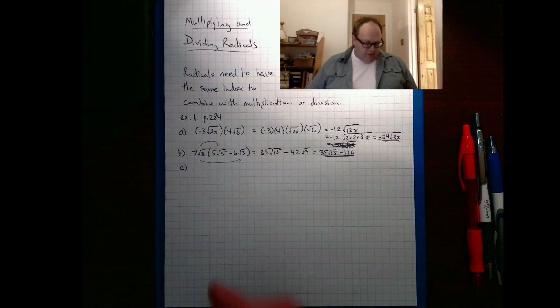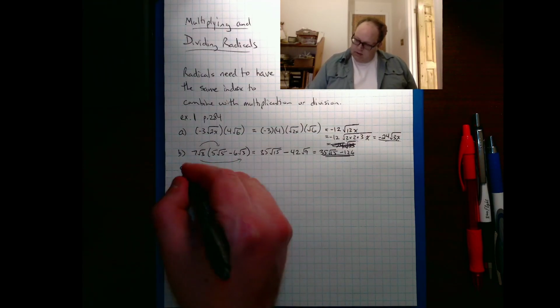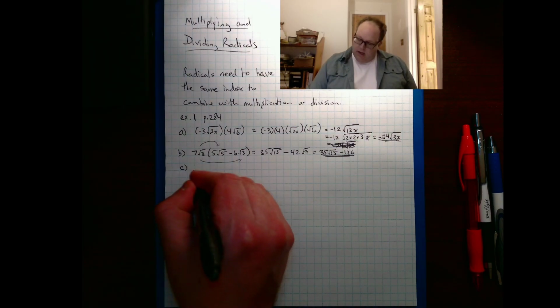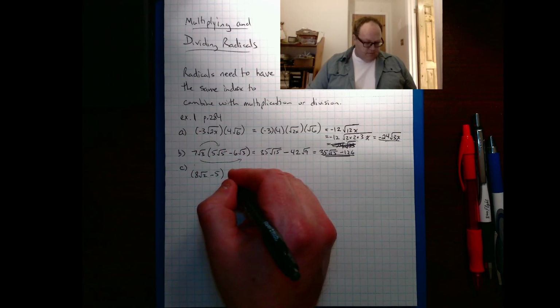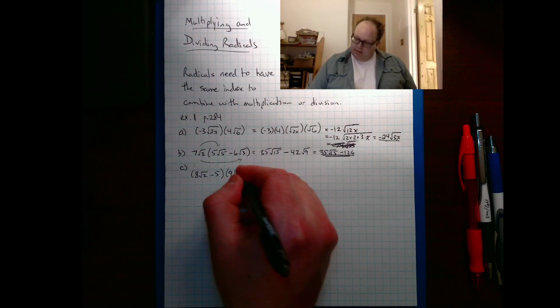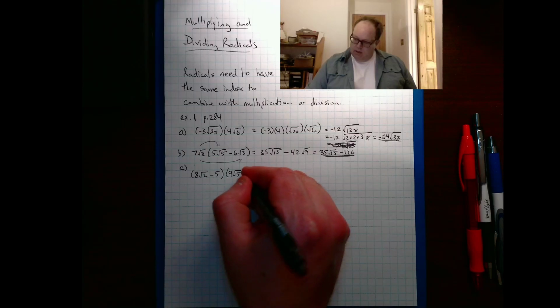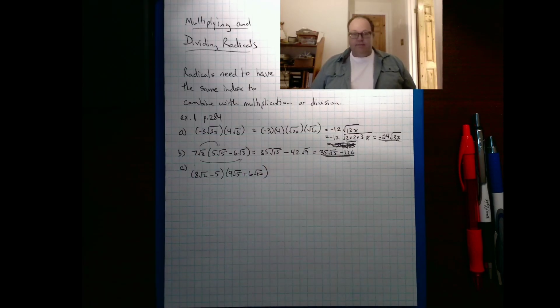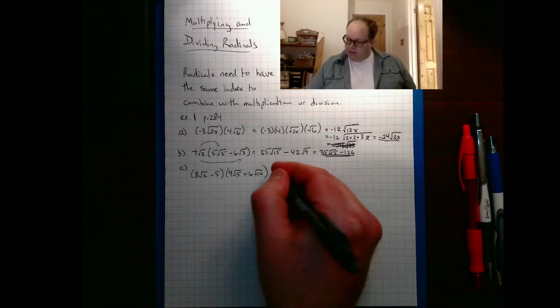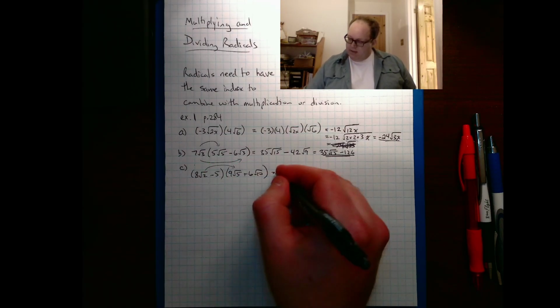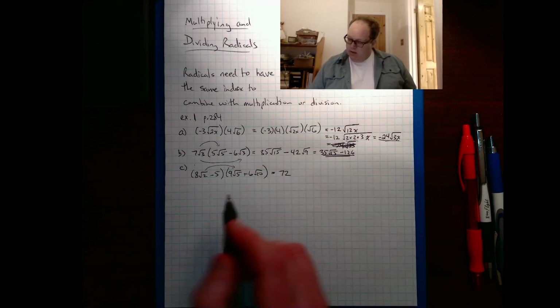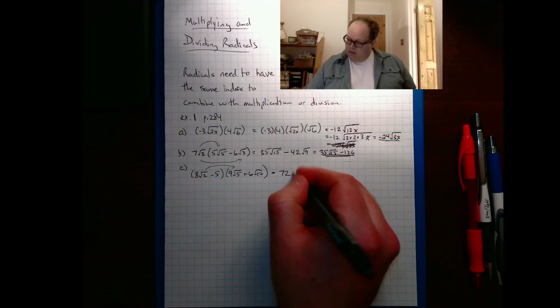Part C of that example. I'll give myself a little more room for this one. 8 root 2 minus 5 times 9 root 5 plus 6 root 10. There's radicals involved, but it's pretty well one binomial multiplied by another. So I need to make sure I get all the cross terms. 8 root 2 times 9 root 5. 8 times 9 is 72. Root 2 times root 5 is root 10.